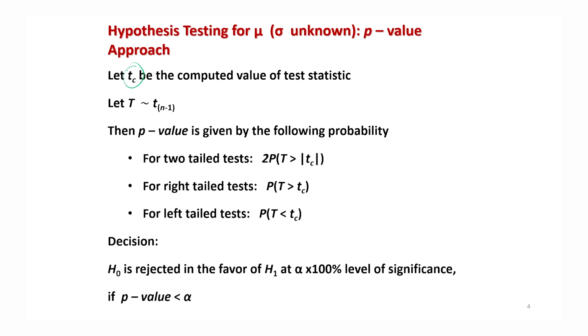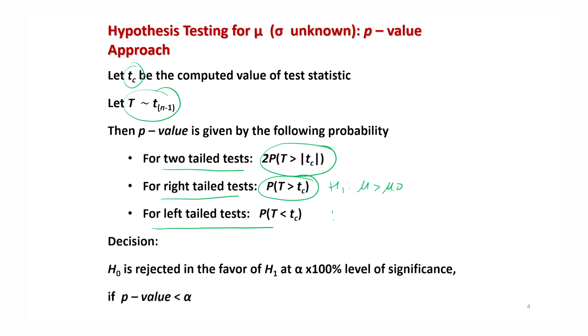So suppose small t_c is the value of the T statistic computed on the basis of the given sample of data, and this statistic capital T follows the T distribution with n-1 degrees of freedom. Then in the case of a two-tailed test, the p-value is twice the probability that T is greater than the absolute value of t_c. For a right tail test, like H1: mu greater than mu 0, the p-value is the probability that T is greater than t_c. And for a left tail test, like H1: mu less than mu naught, the p-value is the probability that T is less than t_c.